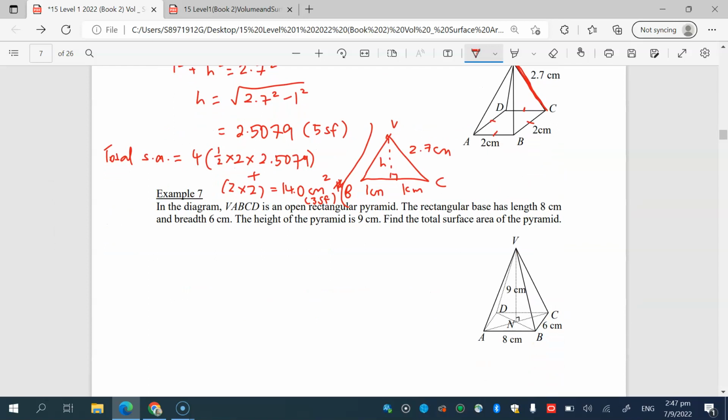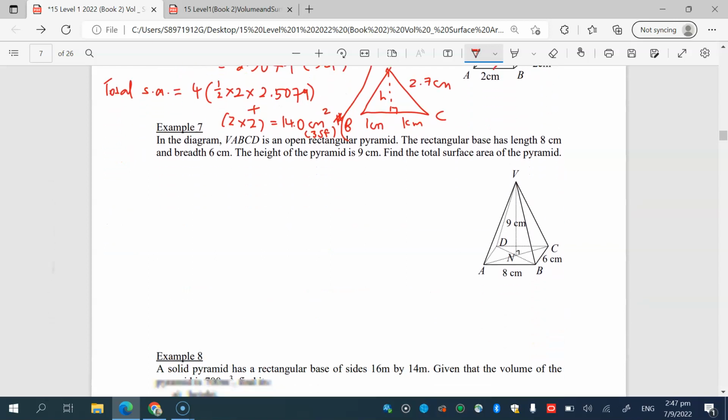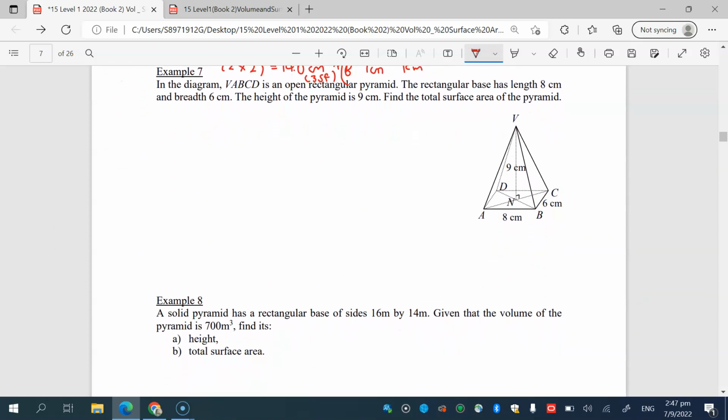All right. Next question, example 7. In the diagram, VABCD is an open rectangular pyramid. Open meaning the base is open. Okay. The rectangular base has length 8 cm and breadth 6 cm. Height of the pyramid is 9 cm. Find the total surface area of this pyramid.